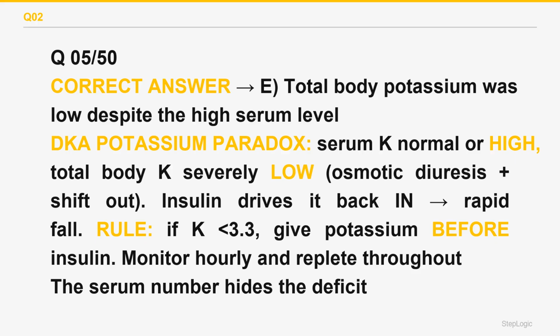If the presenting potassium is below 3.3, potassium replacement must be given before insulin is started because insulin in that setting can precipitate fatal arrhythmia. Potassium is repleted throughout the resuscitation regardless with hourly monitoring. Choices A and B name mechanisms that do not fit. Hemolysis would not resolve with treatment, and insulin promotes cellular uptake rather than renal wasting. If you see a normal or high potassium in ketoacidosis, it leads you to assume the total body store is empty.